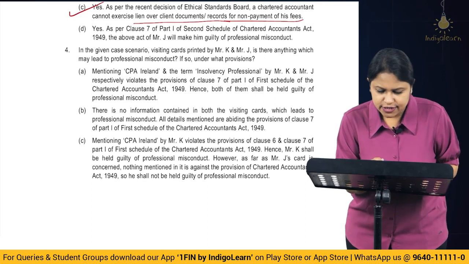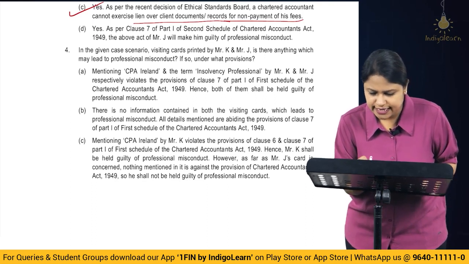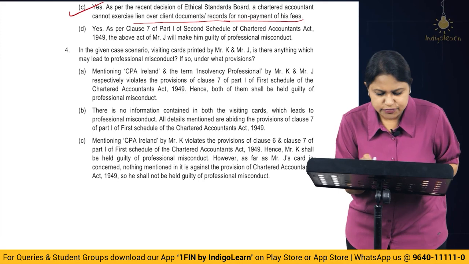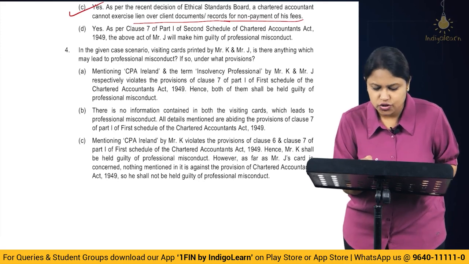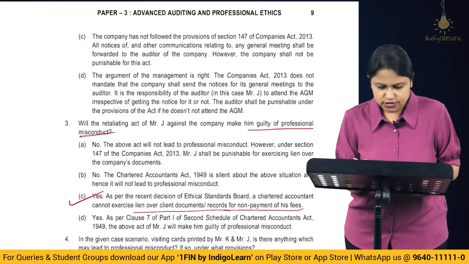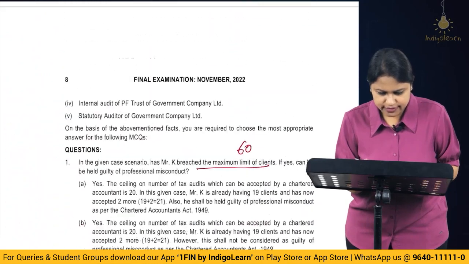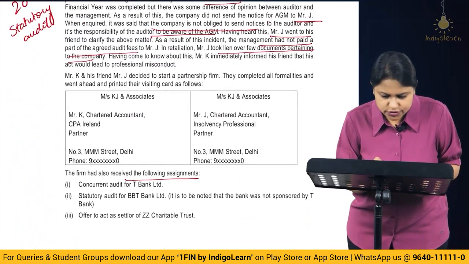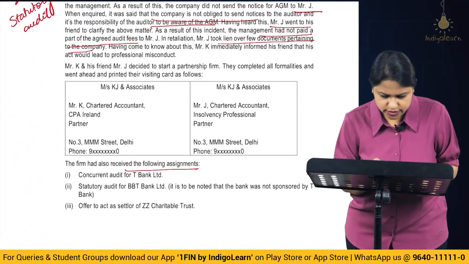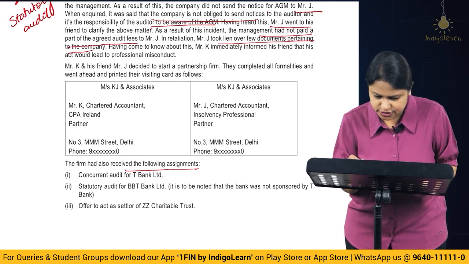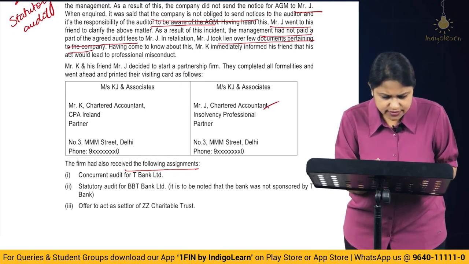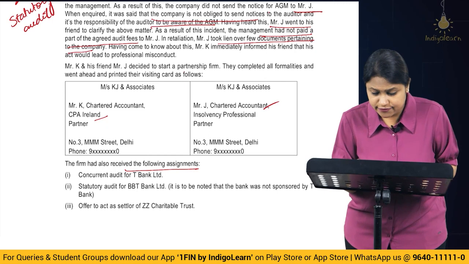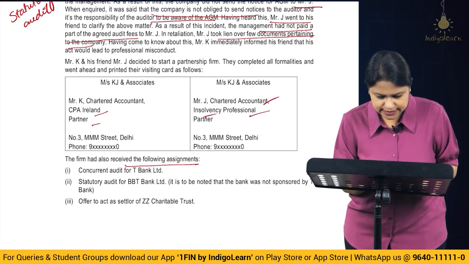In the given case scenario, regarding the visiting cards printed by Mr. K and Mr. J, is there anything which may lead to professional misconduct? If so, under what provisions? So let us have a look at the visiting card that I have given. So this is what the visiting card looks like. Here they give Mr. K chartered accountant, Mr. J chartered accountant, which is correct. CPA Ireland and insolvency professional, their partner, and then the address is given.